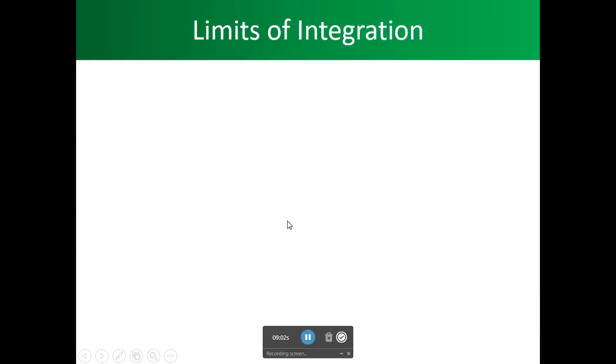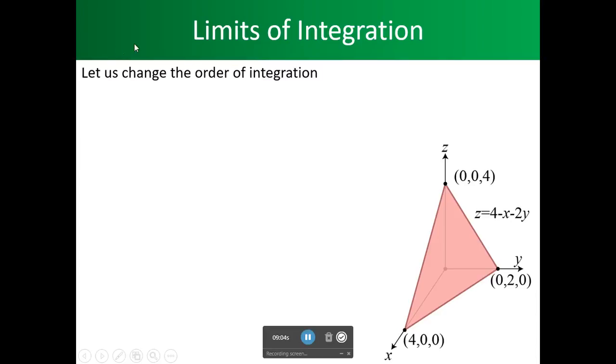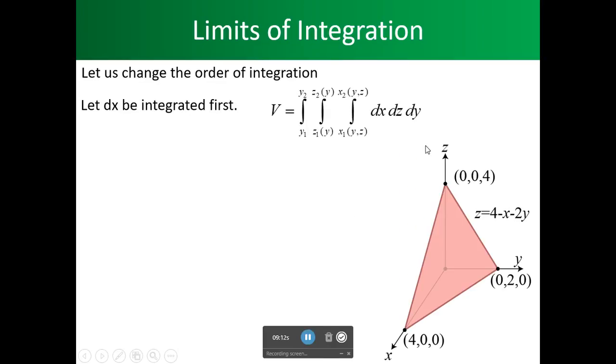Now let's see if we can change the order of integration. Let's change the order of integration just so that you can see how we can perform this. Before we did dz first, now we're going to do dx integrated first. So let's find these boundary points again. If we're going to do x first, we know x starts at 0. And now we're going to set this equation equal to x, so that gives us 4 minus 2y minus z.